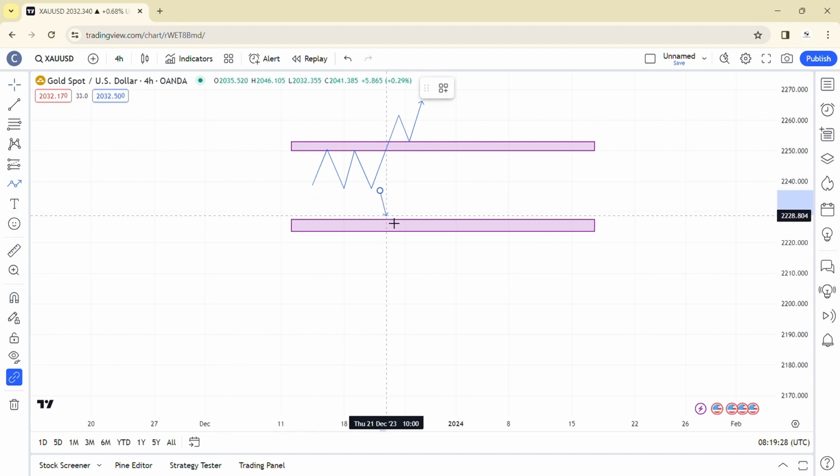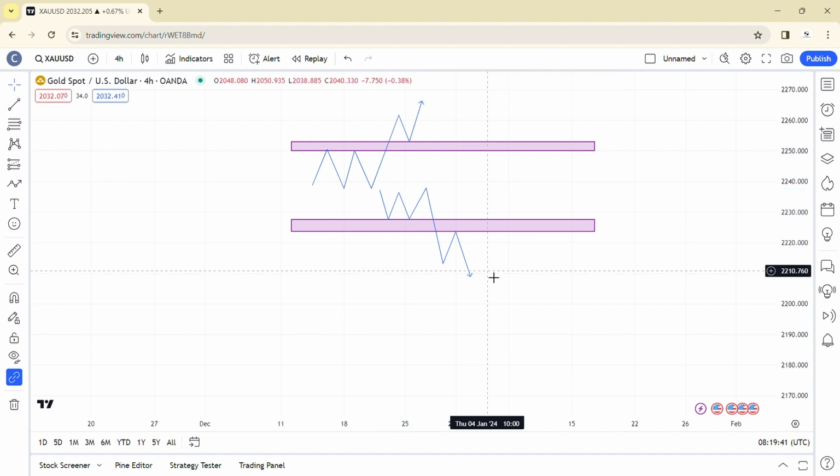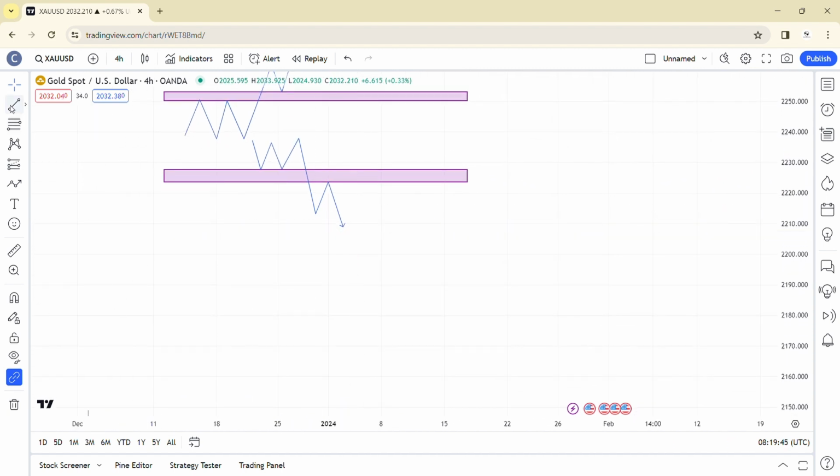Price moving on your support goes up, moving on your support goes up, and eventually breaks your support, comes back to retest the support before moving further to the downside. Do you get that? Same applies for trend lines also.